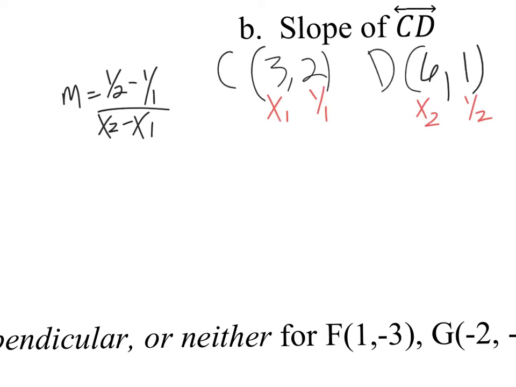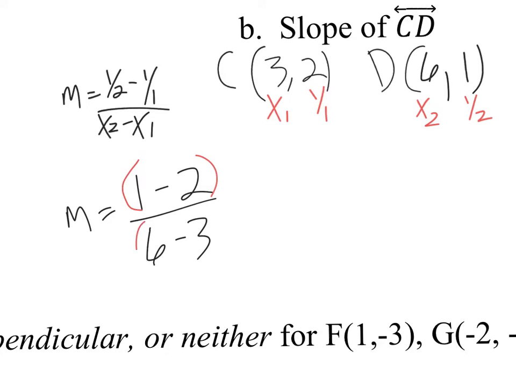Okay, so I'm going to compare that slope to the slope of line CD. C's at 3, 2, D's at 6, 1. So I went ahead and labeled them as x1, y1, x2, y2. And then just to be consistent, I wrote down the slope formula again. So I'll plug in 1 minus 2 over 6 minus 3. And again, if you're using a calculator and you want to do it all at once, that's fine. Just make sure you use parentheses. But I'm going to simplify the numerator and denominator.